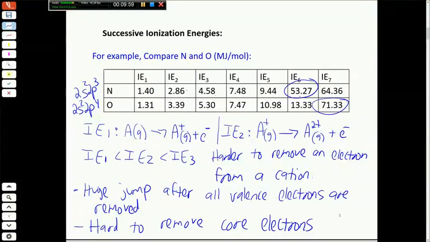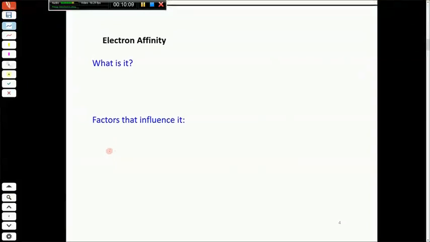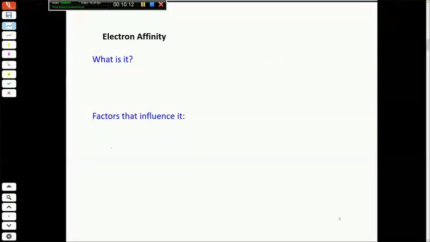There's one more periodic trend we're going to talk about that deals with just atoms on their own, or elements by themselves, which is electron affinity. So ionization energy, we want to keep these two straight. Ionization energy is the energy required to remove an electron, and then electron affinity is the energy change that's accompanied with adding an electron. So instead of forming a positively charged species, we're forming a negatively charged ion. Okay, so the electron affinity is the energy change accompanying addition of an electron.